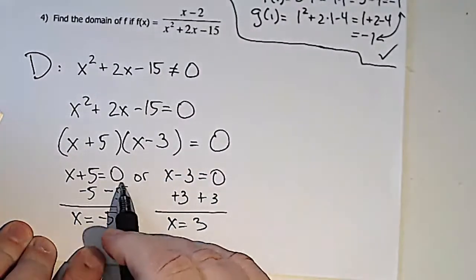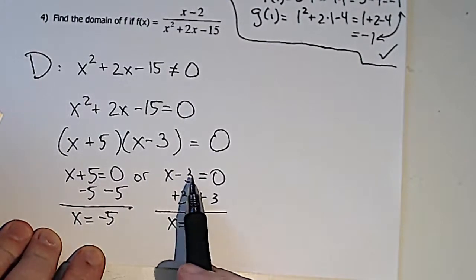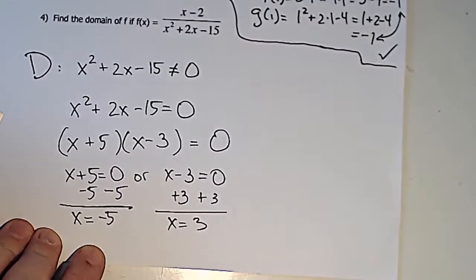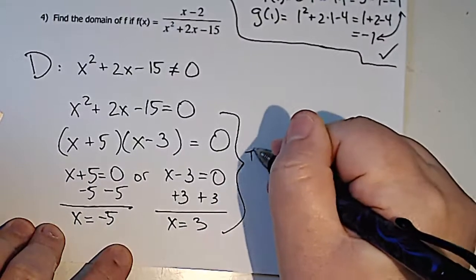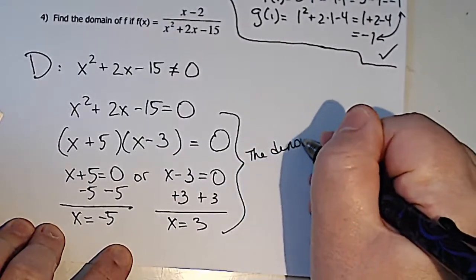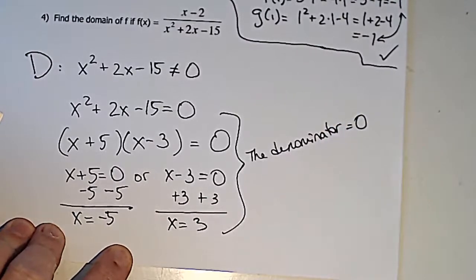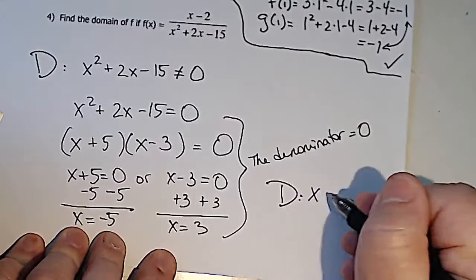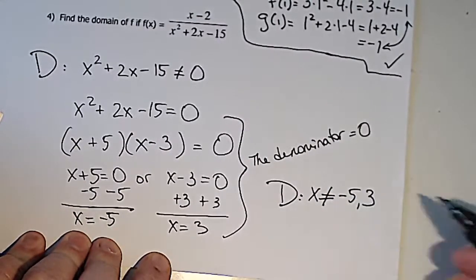So x plus 5 equals 0. That means x is equal to negative 5. x minus 3 equals 0. x equals 3. Now, here's the thing. This is the denominator equals 0. That's when the denominator equals 0. So our domain is don't let x be negative 5 or 3.